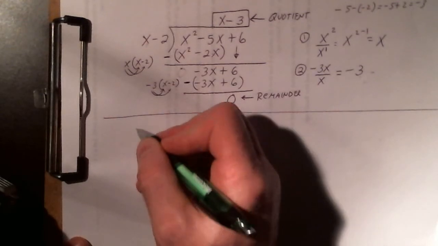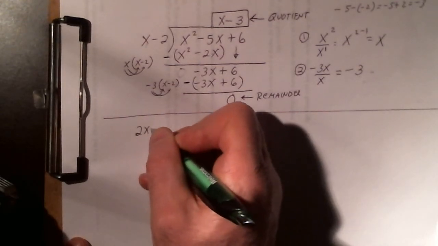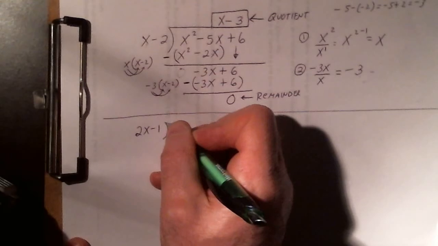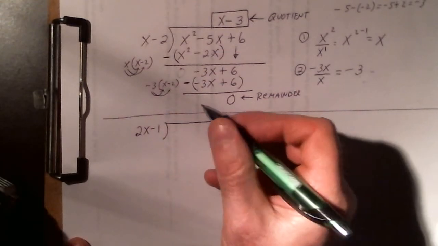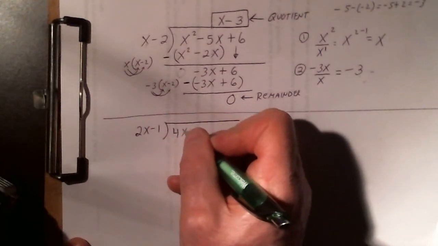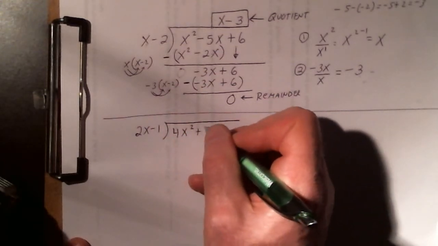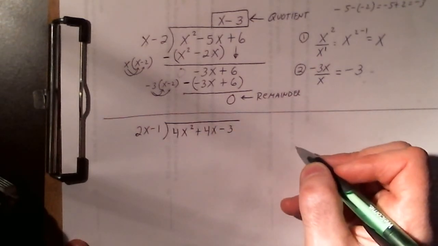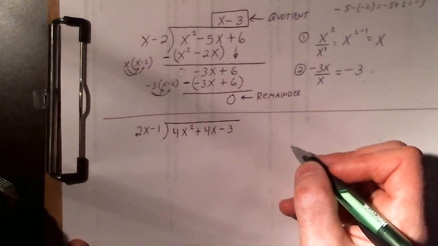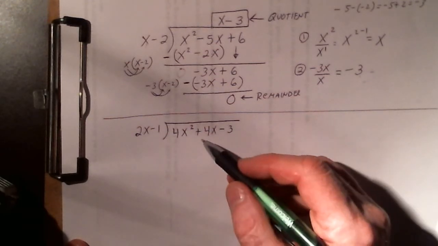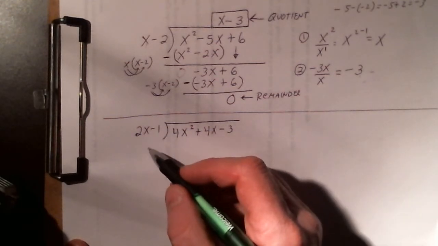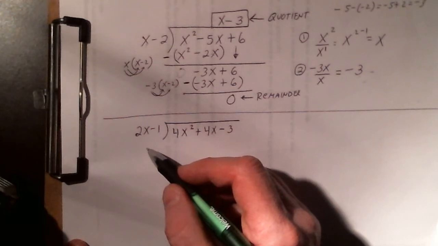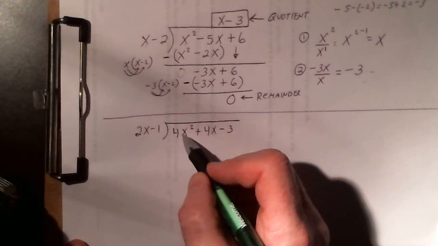All right, let's try another one here. Let's try to take 2x minus 1, and we'll try to divide it into 4x squared plus 4x minus 3. And again, the instructions will say divide. To begin, we ask ourselves how many times 2x divides into 4x squared.